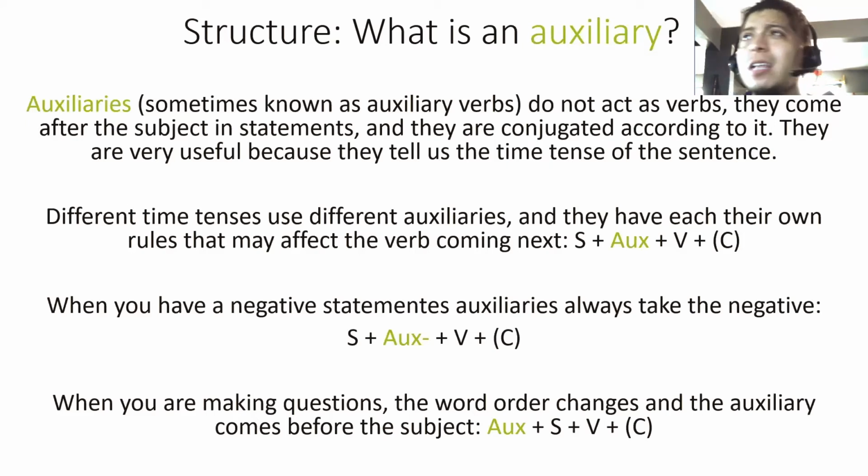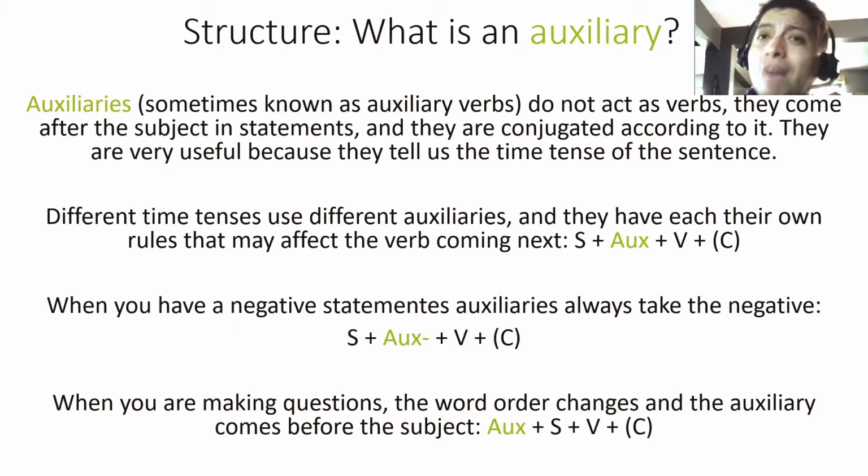They come after the subject in statements, and they are conjugated according to them. So the auxiliary has to be conjugated. I am, or I do, she does. I did, she did. Well, that doesn't change. You need to conjugate it to the subject. Also, they are very useful because they tell us the time tense of the sentence. The purpose of the auxiliary is to tell you if a sentence is in the present, in the past, in the future. And then you know if the action of the verb is a finished action, an action in progress, an action that will be in progress at a time in the future, an action that was in progress at a time in the past, etc. We're going to be checking time tenses, but every time tense has its own auxiliary.